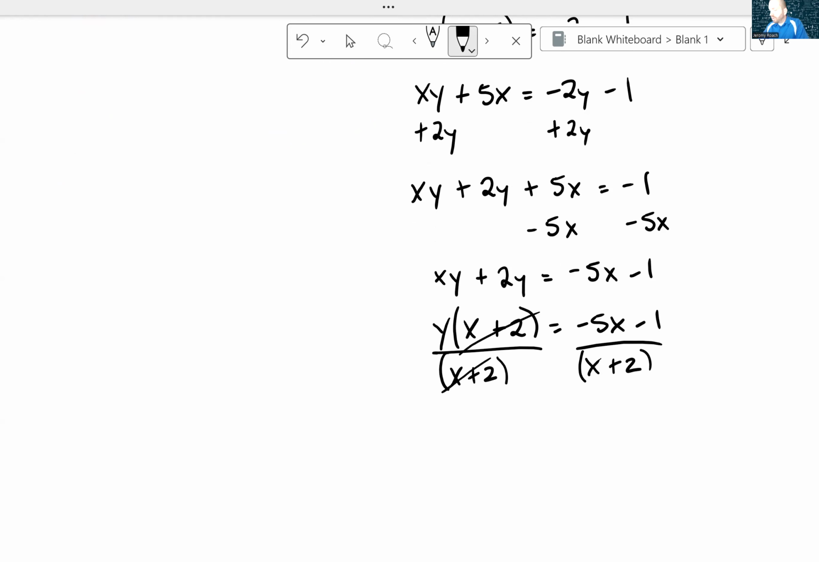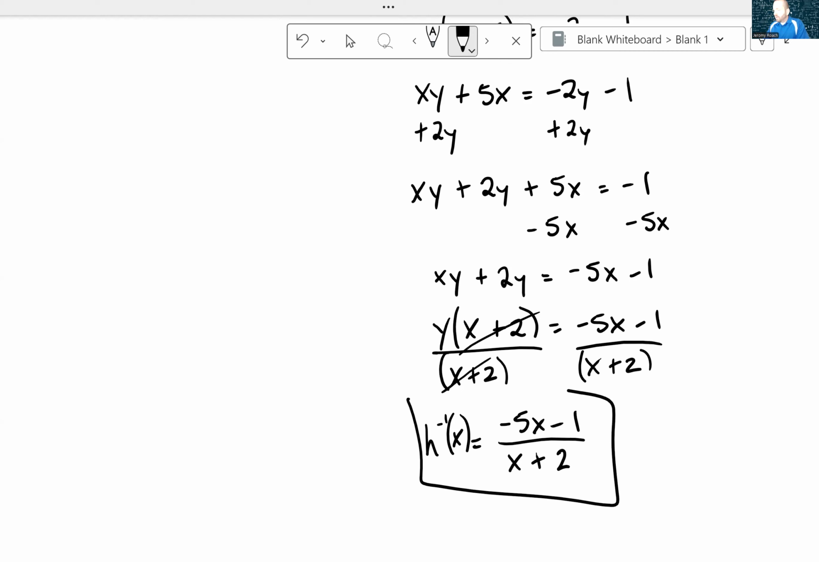Those cancel there. Same thing as the last one, pretty much. And that's what our inverse is. The inverse of h of x is equal to that.